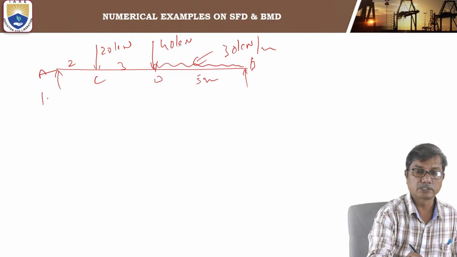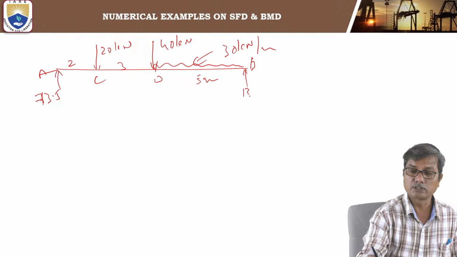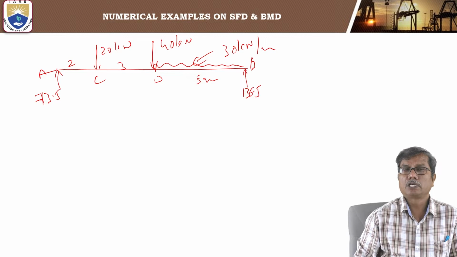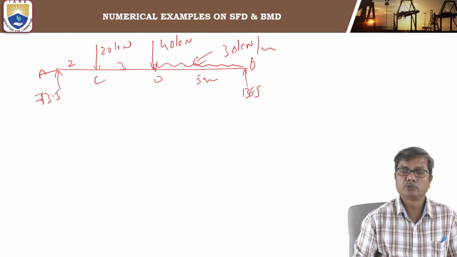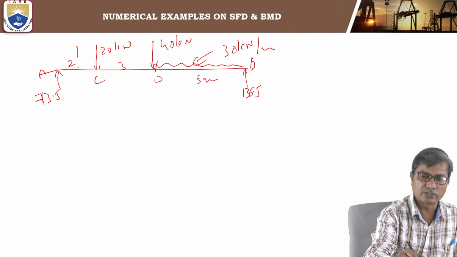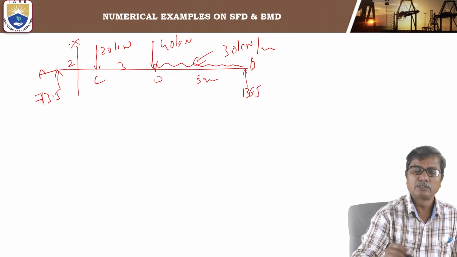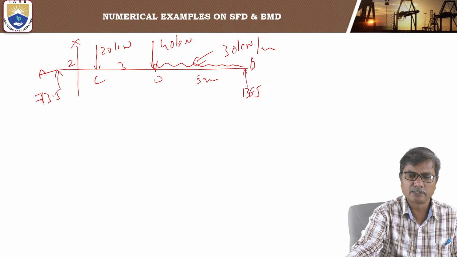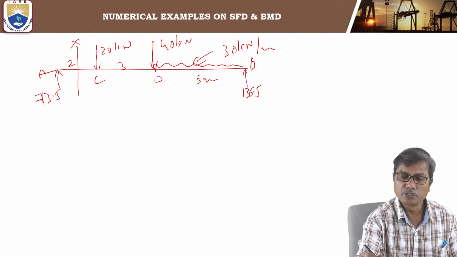Now RA is 73.5 and 136.5. So to draw the shear force diagram or bending moment diagram, what we have to do is we consider various sections, okay, in portions AC, CD and DB.